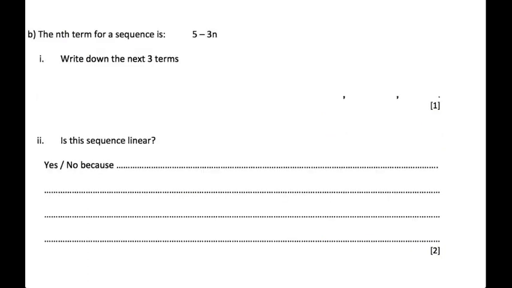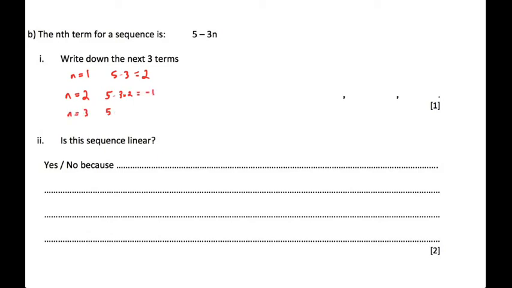Okay? Next, question B. We have this sequence. A handful of people mess this up for no good reason, really. Let's start. So we have the first term. The first term is when n is 1. This is 5 minus 3, which is 2. The second term is when n is 2. So this is 5 minus 3 times 2, which is 5 minus 6, which is negative 1.